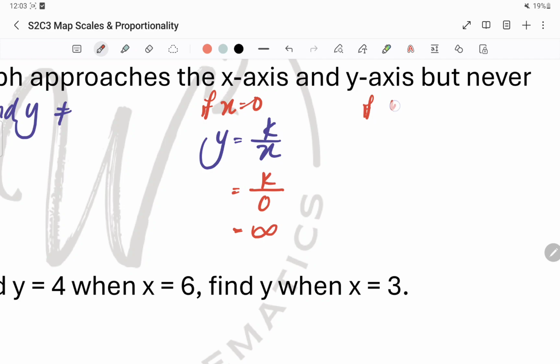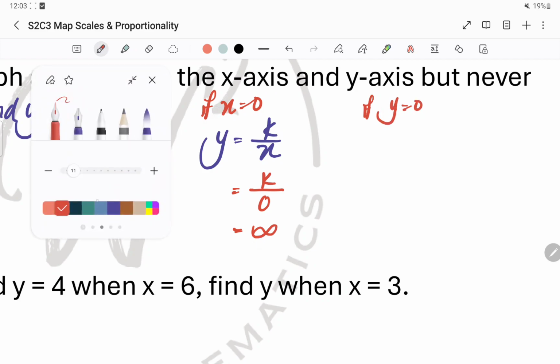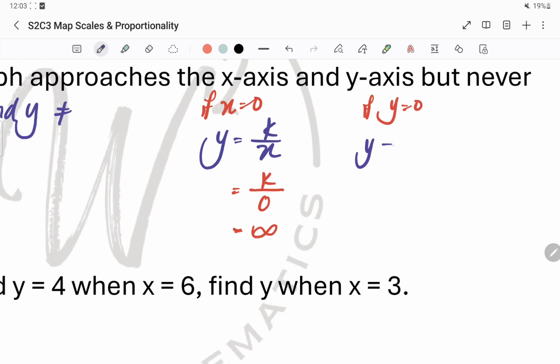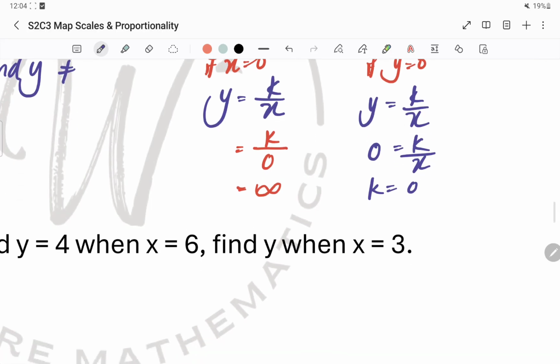But let's say y equals 0. If y equals 0, then k equals 0, by cross multiplication. Or, because it's very simple, anything on the numerator that is 0, you divide by anything at the denominator, it still gives you 0. So when we say it equals 0, the numerator is automatically 0. It means that k equals 0, which is not valid also. So both are not valid.